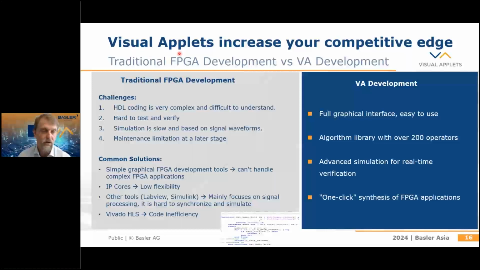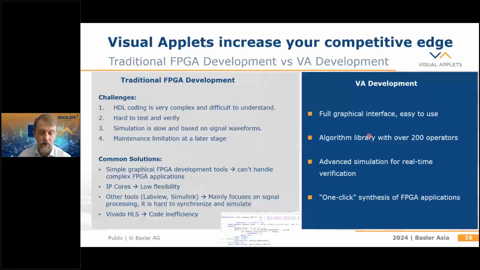But when it's about machine vision, mostly you have machine vision or application engineers without FPGA know-how, and FPGA programming is in general known as very complex, complicated, and especially it takes a very long time when you want to implement something. This is solved by Visual Applets. So we also internally, for our customers, use Visual Applets to do customizations. It has a full graphical interface, it's pretty easy to use, and we have a lot of operators in it.